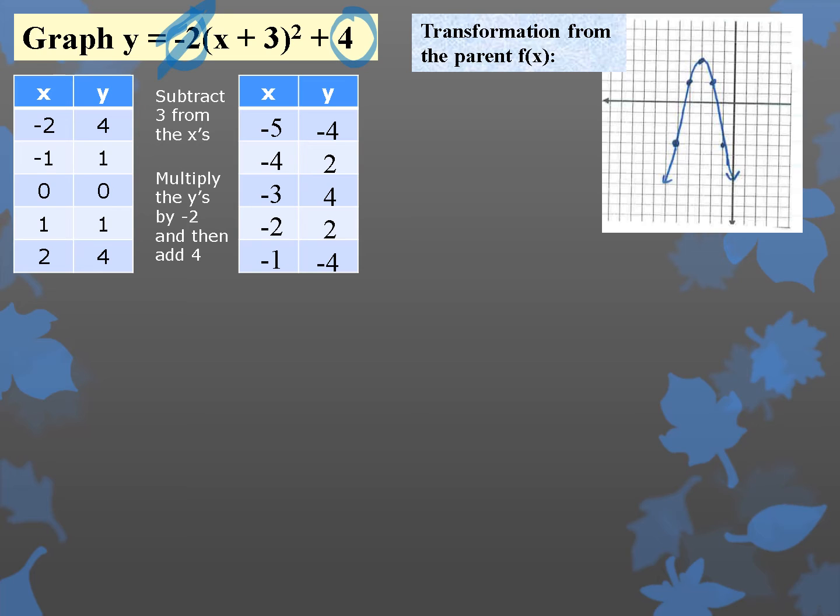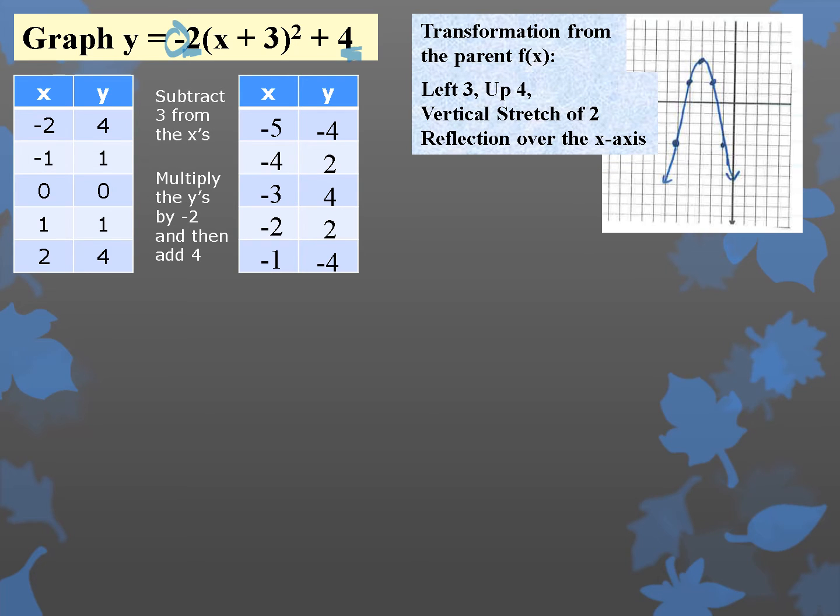Let's talk about the transformation. Well, that x plus 3, it's x plus h. So that tells me I'm going left 3. This 4 tells me I'm going up 4. The 2 tells me I have a vertical stretch of 2. And the fact that it's negative tells me that it's also reflected over the x-axis.